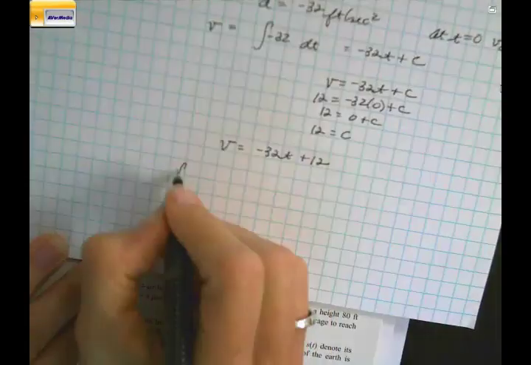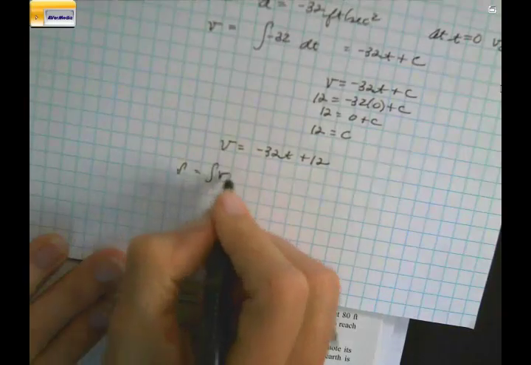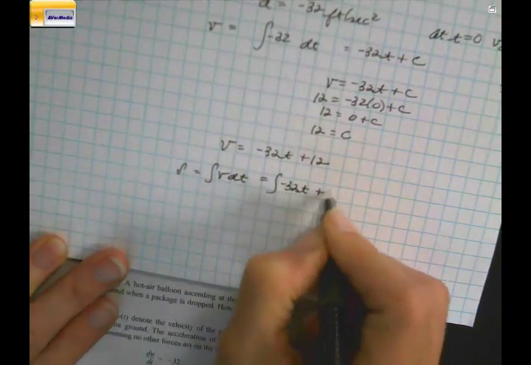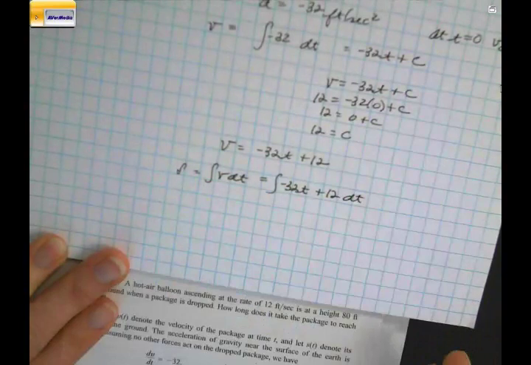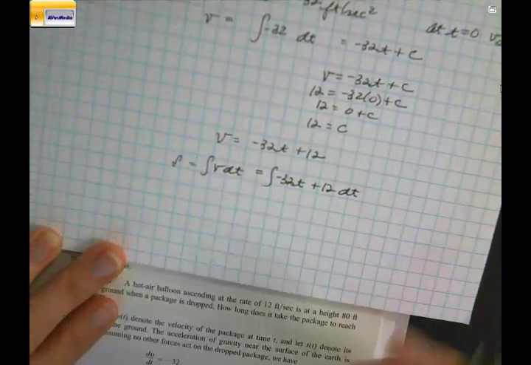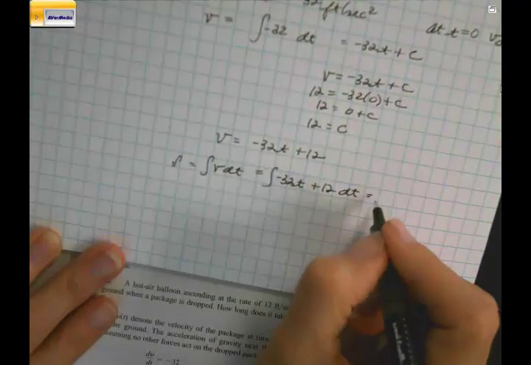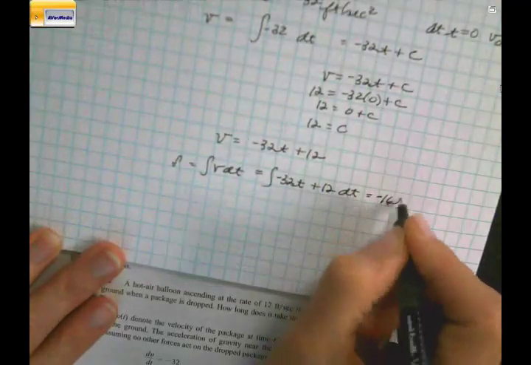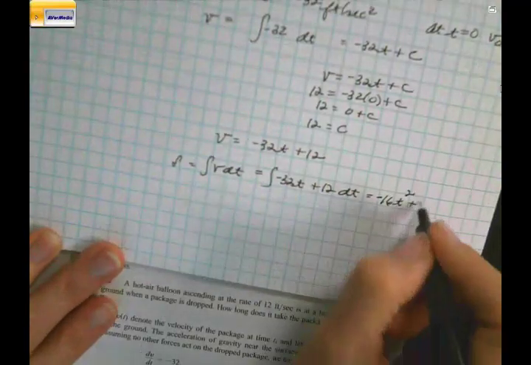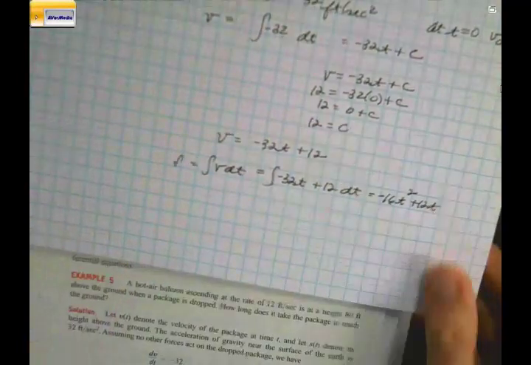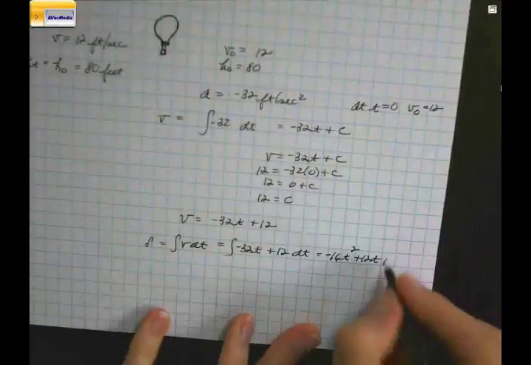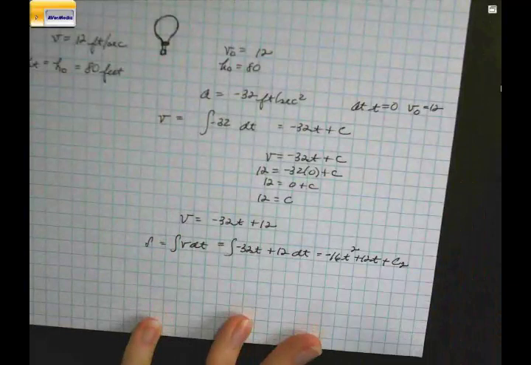So what is our position function? Well, your position function, which is s, is to integrate velocity. To integrate velocity, you're integrating a negative 32t plus 12. So your position function is a negative 32 halves, which is what, 16, right? A negative 16t squared plus 12t, plus another constant.